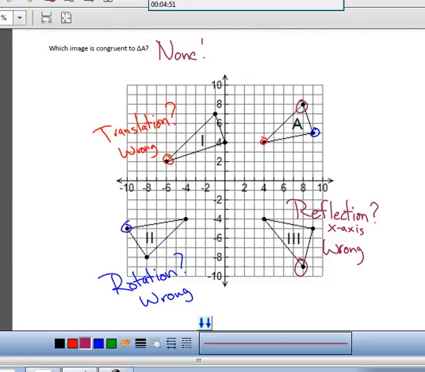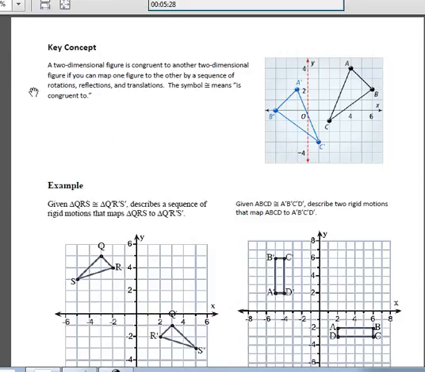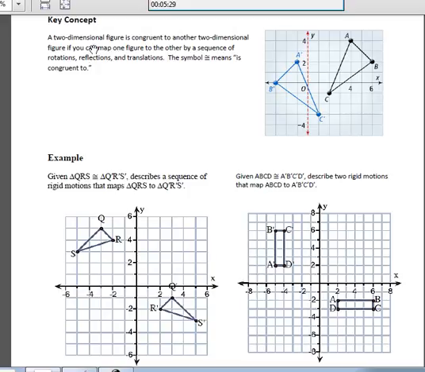All right, so what was the purpose of that? Well, it was basically to show you how you would investigate to find out what motion, what transformation is happening. So let's take a look at page 43, and we're going to have a couple of examples that do work.